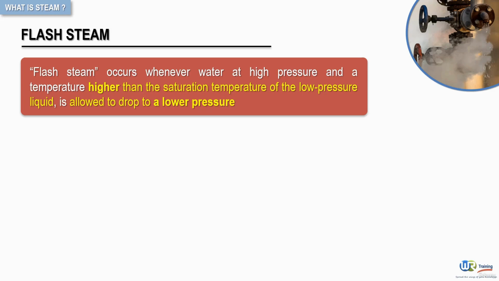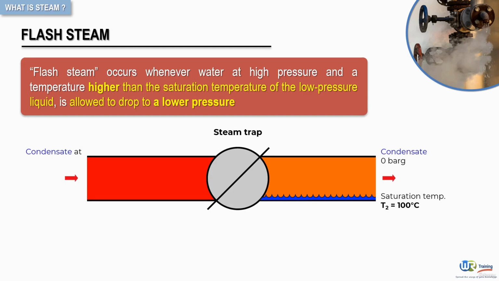Conversely, if the temperature of the high pressure water is lower than the saturation temperature at the lower pressure, then flash steam cannot be formed. In the case of condensate passing through a steam trap, as in this example, it is usually the case that the upstream temperature is high enough to form flash steam. In this configuration, consider a kilogram of condensate at 5 bar gauge and a saturation temperature of 159 degrees Celsius passing through a steam trap to a lower pressure of 0 bar gauge.